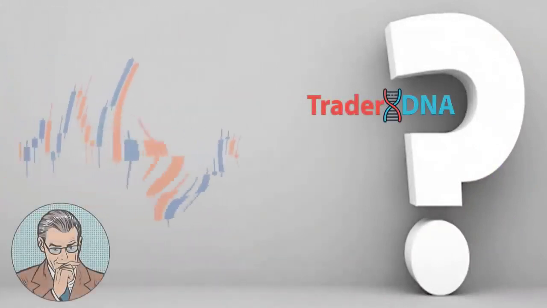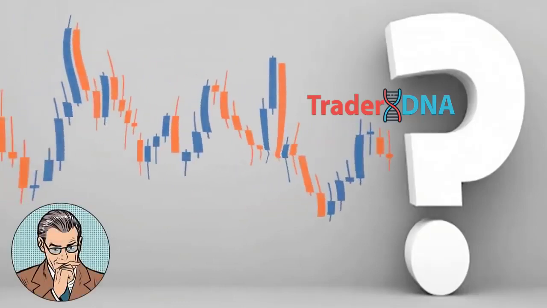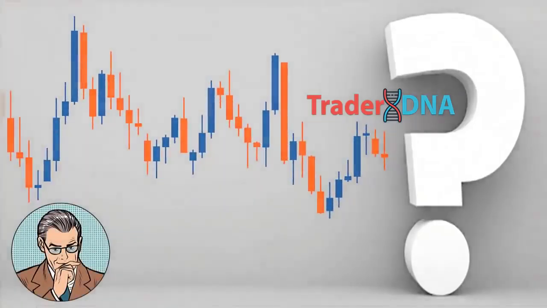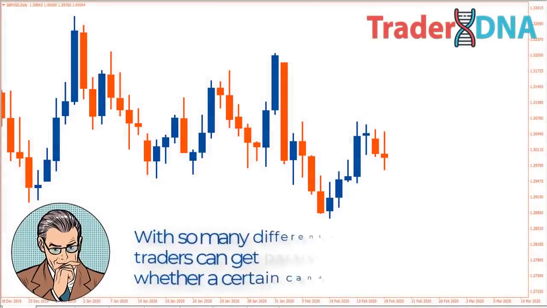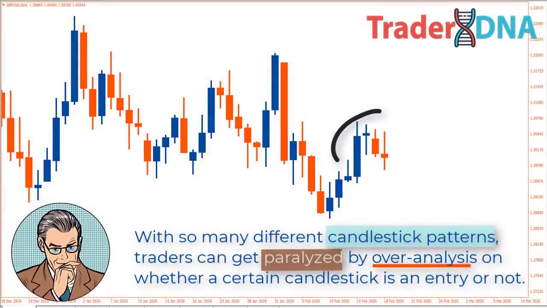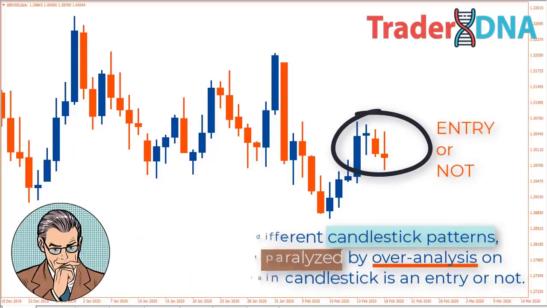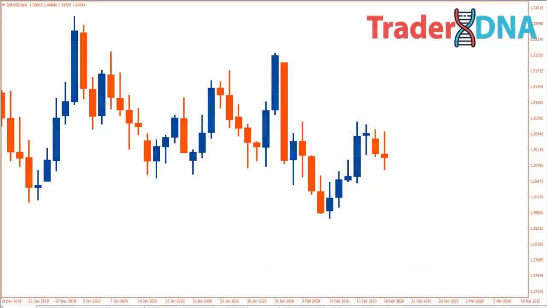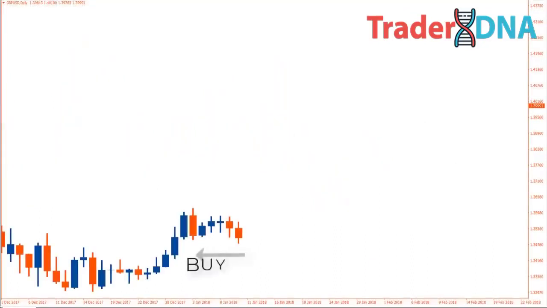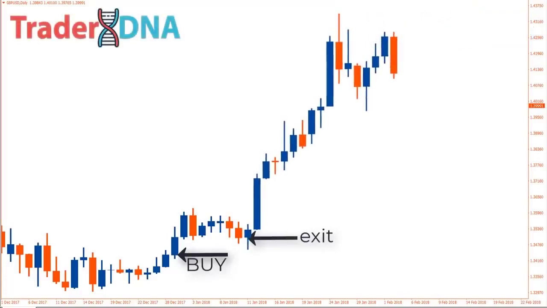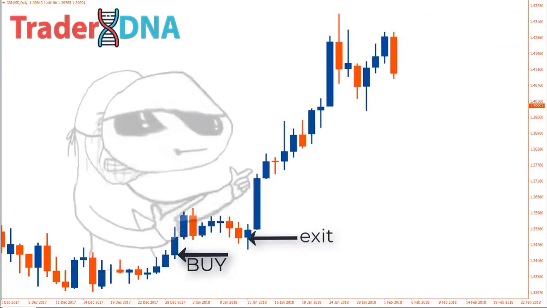Are you confused with not knowing exactly how, or when, to enter into a trade? With so many different price action patterns, traders can get paralyzed by overanalysis on whether a certain candlestick or pattern is an entry or not. And have you gotten into a trade where it was going in your favor, but you got out too early? It's frustrating to get out of a position, only to see the trade go further in the direction of the trade you exited.